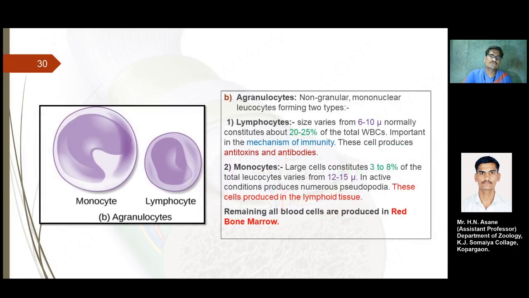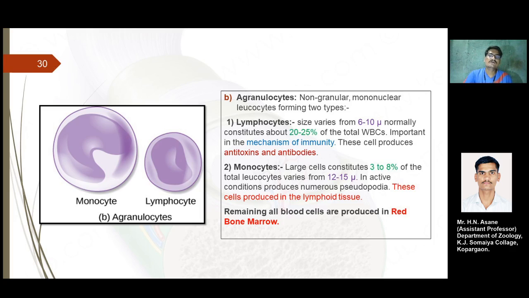And let's move towards the agranulocytes. The agranulocytes are non-granular. The main identification key is that granules are not present in this type of cell, and the nucleus is very big, almost touching the cell membrane.